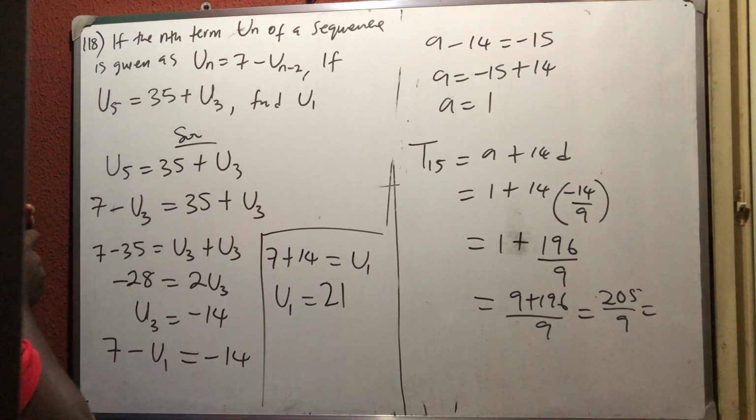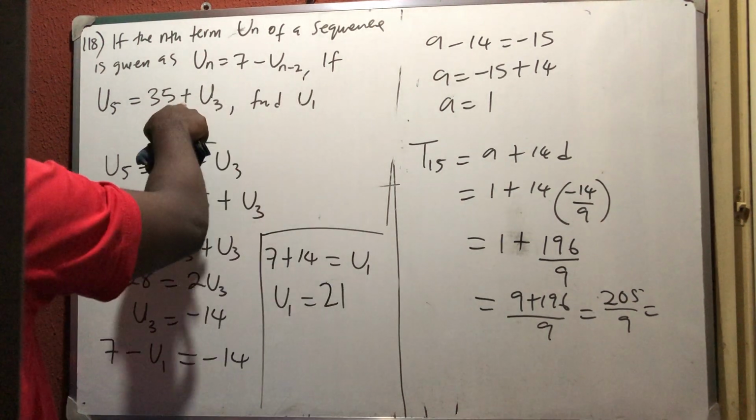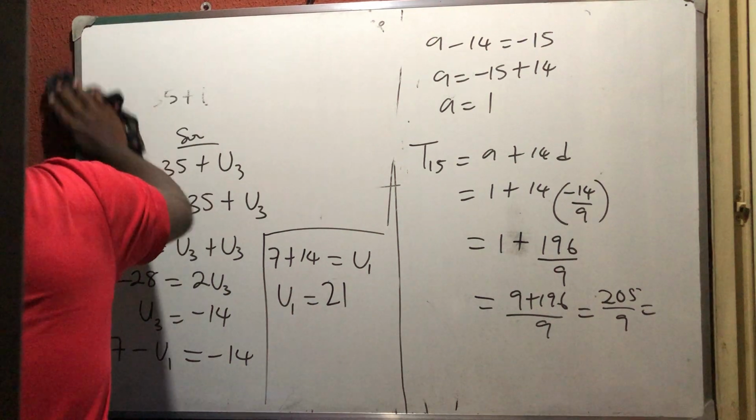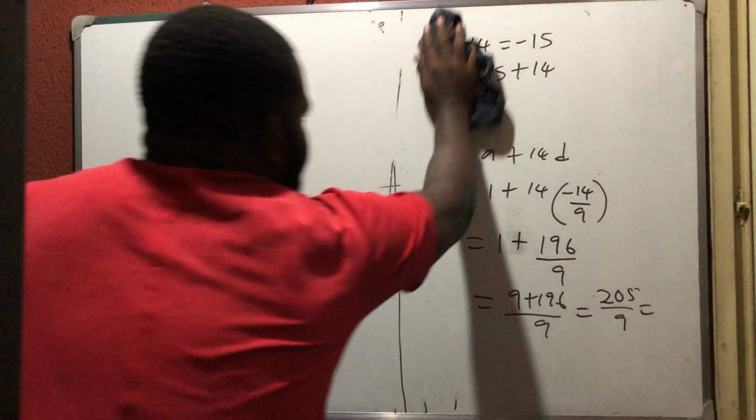Let's check if it's in the options. So 21 is not in the options, but that is how the question is supposed to be. Maybe this one is the minus, I don't know. But that is how it's supposed to be.